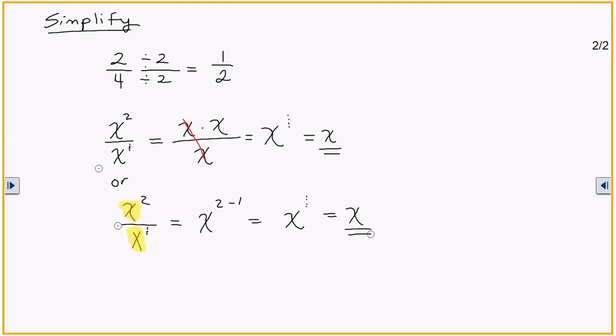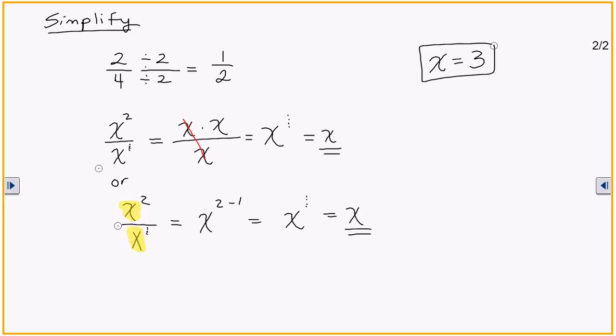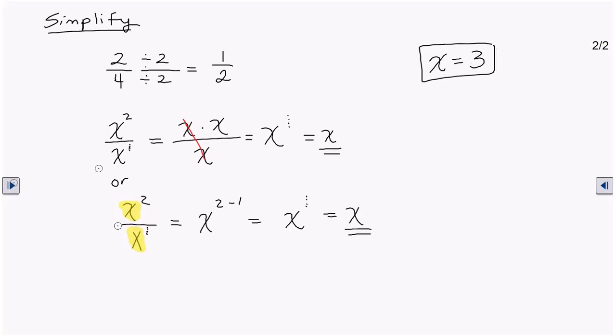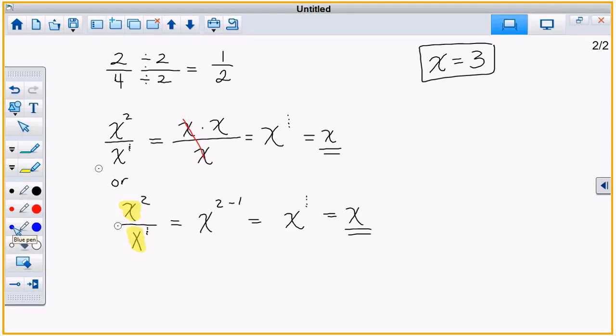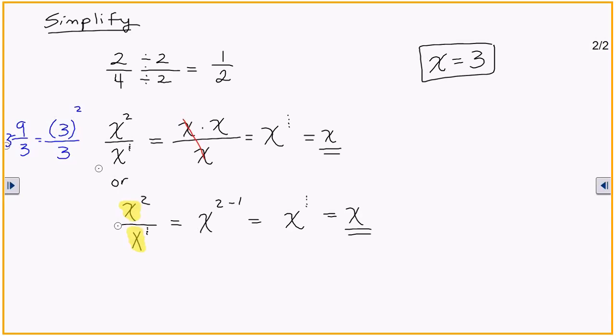Well, what if x is equal to 3, Hubert? Well, if x is equal to 3, let's go ahead and plug it in over here. I'm going to plug it in blue. 3 to the second power over 3, which is equal to 9 over 3, which is equal to 3. Or you can just plug x in right here, and that's equal to 3. So we got the same answer. We just didn't have to go through all the mess because we simplified the algebraic expression.